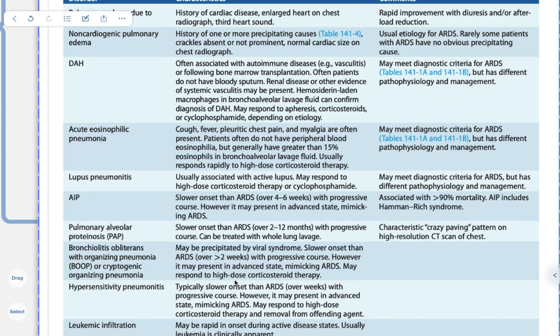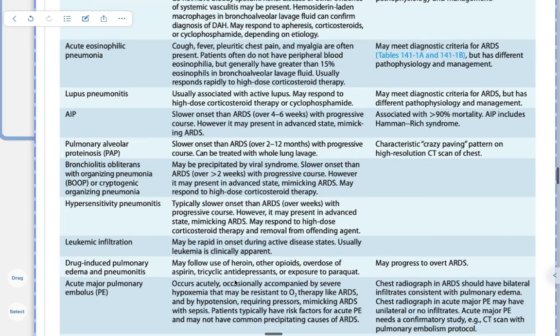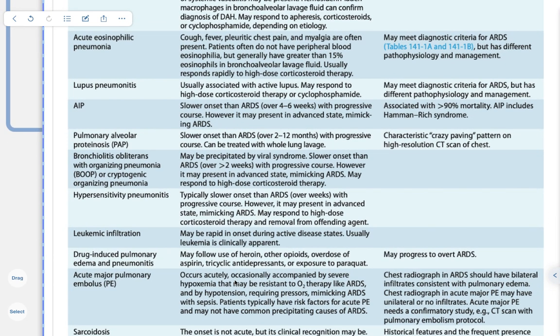Then BOOP or cryptogenic organizing pneumonia. This may be precipitated by viral syndromes, very commonly seen these days in case of COVID. Slower onset than ARDS, that is over more than 2 weeks with progressive course. However, this may be present in the advanced state, mimicking ARDS and may respond to high dose steroids. Then HP has a typically slower onset than ARDS, takes approximately weeks with progressive course. However, this may present in advanced state mimicking ARDS and they may respond to high dose steroids, but removal of the offending agent, that is the key.